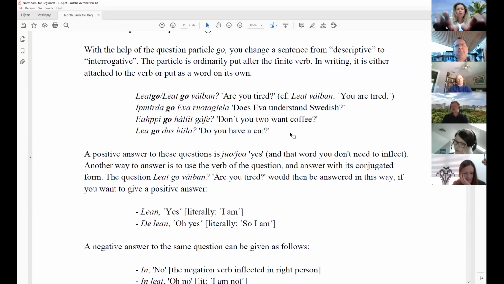And if you want to say you two don't want coffee, you say ehpi haalit kaffe, because here we don't have any subject written. Toi ehpi haalit kaffe. Läkodus bila, is there at your place a car? Do you have a car? Mus lä bila. I have at my place. Mus, there is a car.